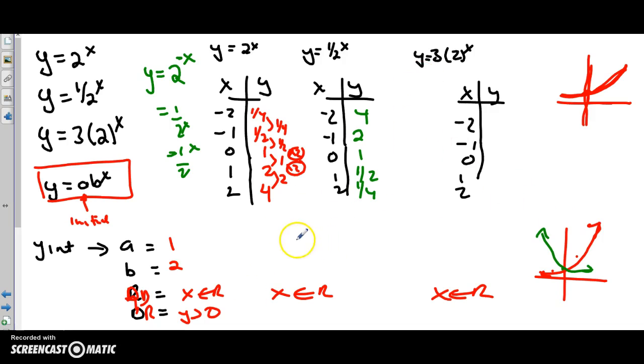A again is 1. I have nothing in front here, so my initial value is 1. They're all the same. B is what I'm multiplying by here, which is a half. If you want to go through and find out what the common ratio is, you can.